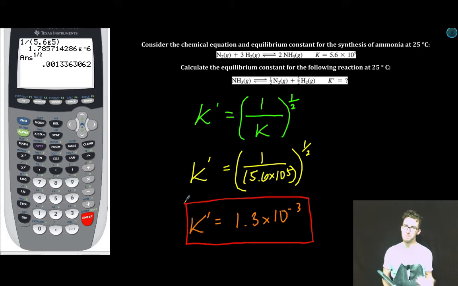Pause. Take a moment. Reflect. It makes sense that our equilibrium constant of the second equation is less than 1 because it's the reverse of the first equation. The first equation was product favored, so the reverse of that is going to be reactant favored. K less than 1.